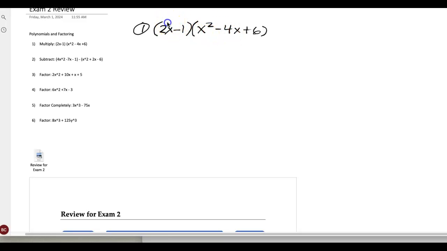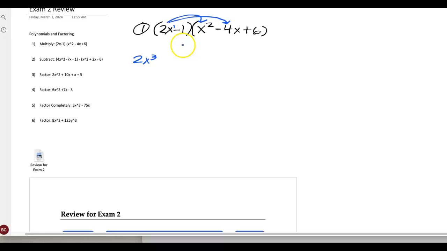We're going to take this 2x and multiply it by the first term in this. So 2x times x squared is going to give me 2x to the third, because remember, there is an invisible 1 exponent on here, and we're adding those exponents together when we're doing this multiplication.